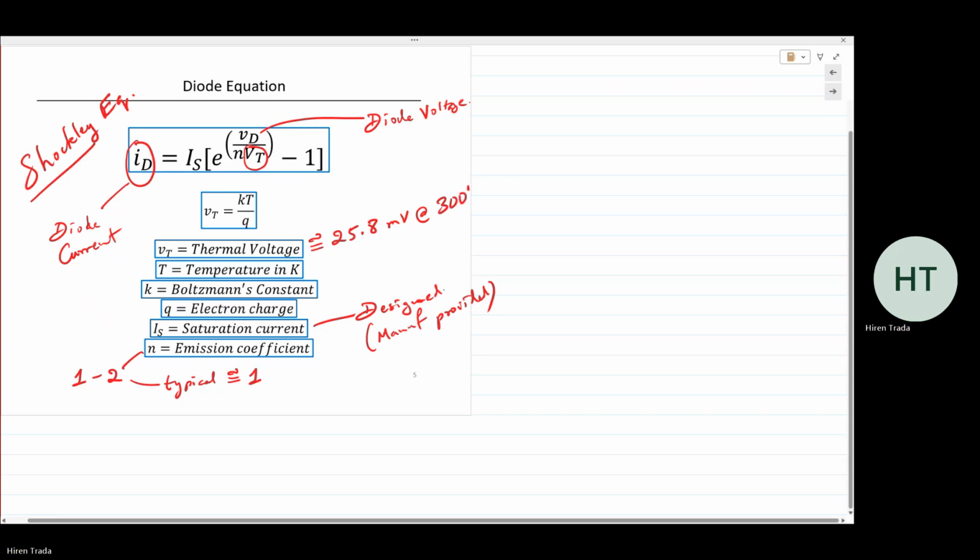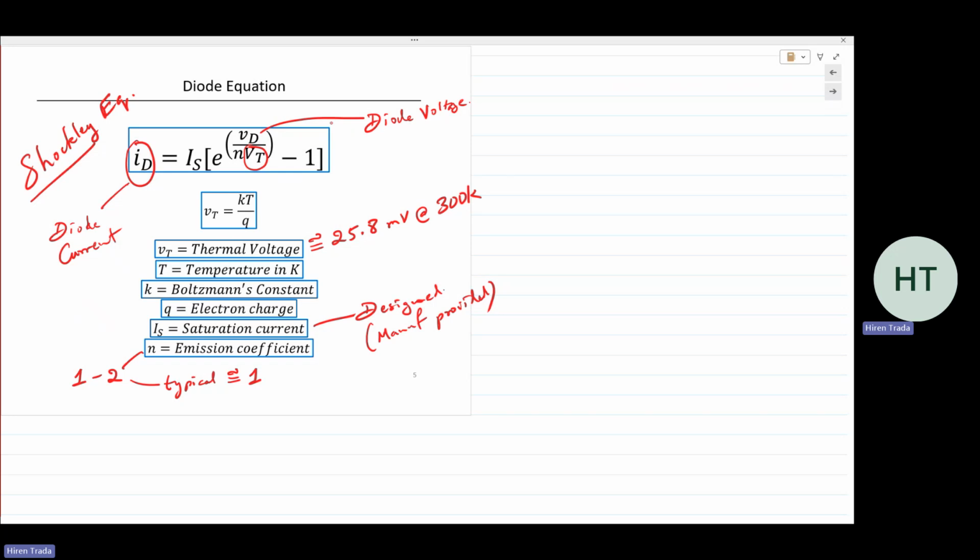At 300 Kelvin. Obviously, room temperature is not the same everywhere. The room temperature here is probably less than 25 degrees C, actually far less. If it's, let's say, 72 or 73, that's about 20 degrees C. 72 Fahrenheit would be approximately equal to 20 degrees C, so that would be a temperature of 293 Kelvin. That would make a slight difference in the actual thermal voltage.